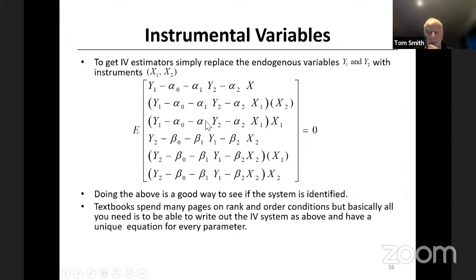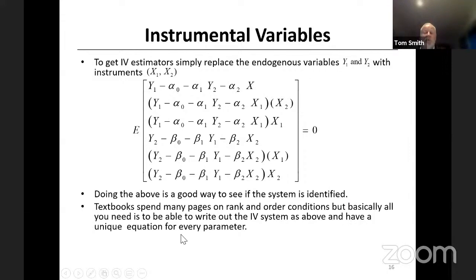So none of these equations are the same. So we can easily look at this and say we have identification. They're all different equations, and each of the parameters, alpha 0, alpha 1, alpha 2, beta 0, beta 1, beta 2, can be estimated. So doing this is a good way to see if your system is identified.